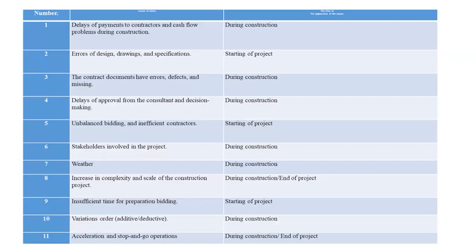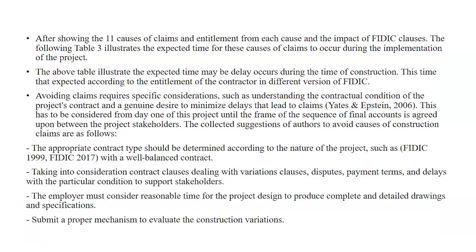Number 1, delays of payment to contractors and cash flow problems may occur during construction. Error of design drawings and specifications may occur at the start of projects, and so on. After showing the 11 causes of claims, entitlement for each cause and the impact of FIDIC clauses, the following table illustrates the expected time for these causes of claims to occur during the implementation of the project.